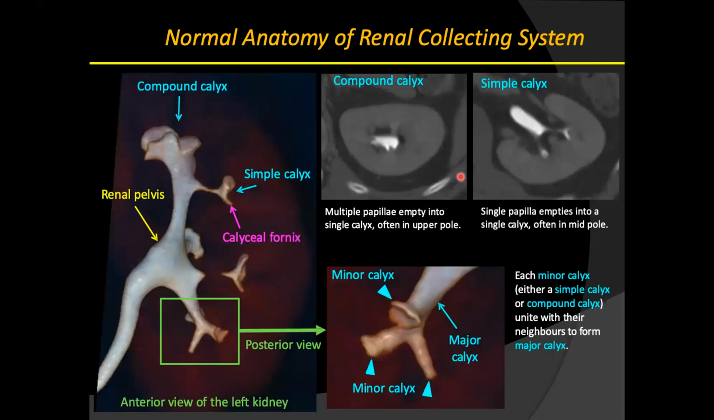Now, there are different types of anatomy that we can see in the renal collecting system. Either you can get multiple papillae which empty into a single calyx, which usually happens in the upper pole and is called a compound calyx, or you get a single papilla which empties into a single calyx. This often happens in the mid pole and is called a simple calyx. Each of these minor calyces, whether simple or compound, unite with their neighbors to form a major calyx, and these major calyces then finally unite to form the renal pelvis.